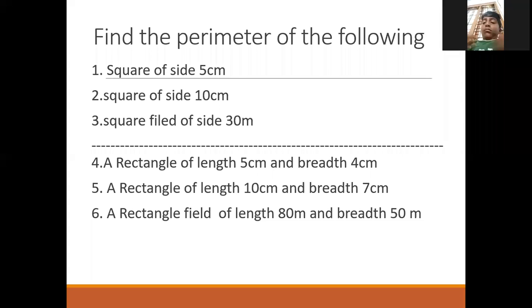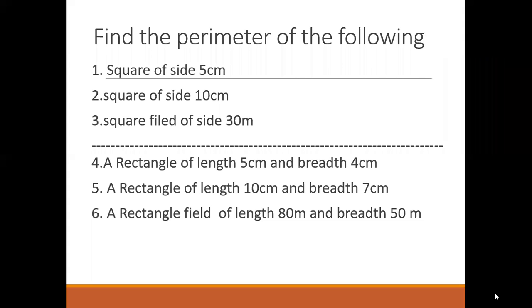Three problems on square, three problems on rectangle are given here. Please do it carefully. Every time you have to write the formula, don't do it directly. Please write the formula and do it.